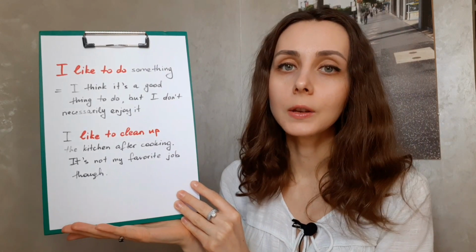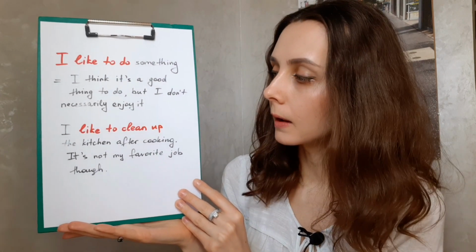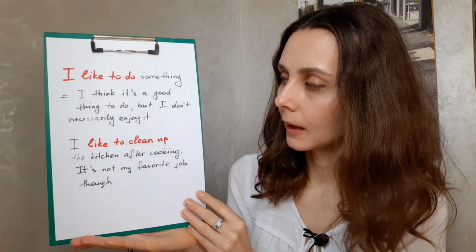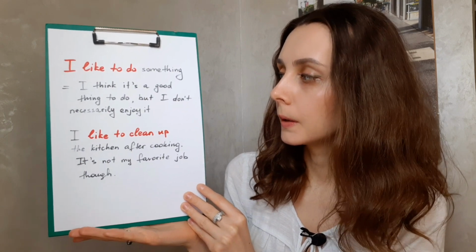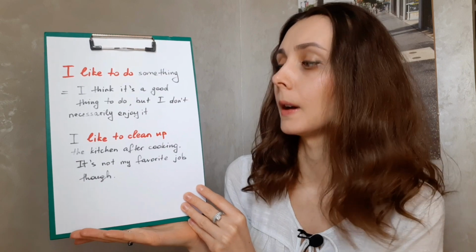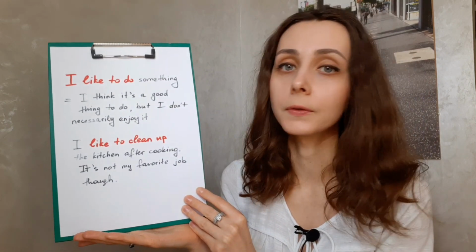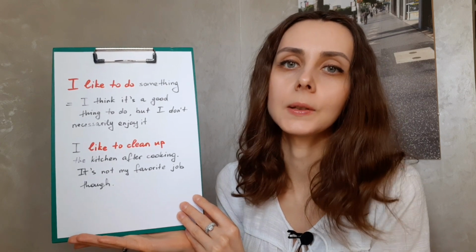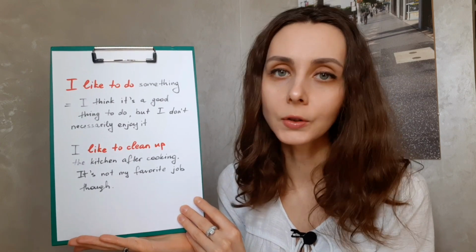So here I use infinitive with to. I like to clean up the kitchen. But if you like to do something, it means I think it's a good thing to do, but I don't necessarily enjoy it. So I think it's nice to clean up the kitchen just after cooking, but I don't enjoy doing this activity. It is not something that brings me pleasure. So if you want to emphasize that this is something that you are doing, you like reading, you enjoy cleaning up the kitchen.